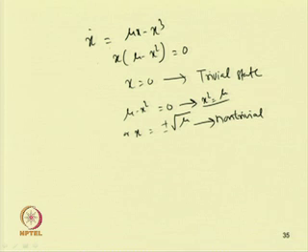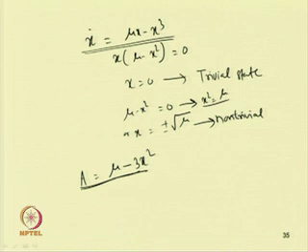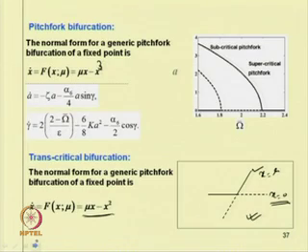In this case, one can find the Jacobian matrix from this. So, the Jacobian matrix A will be equal to mu minus 3 x square. Now, by substituting this value, for example taking x equal to 0, that is for the trivial state, one can observe this branch to be stable, this branch to be stable and this is unstable.